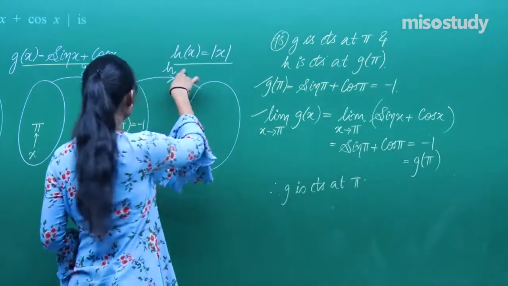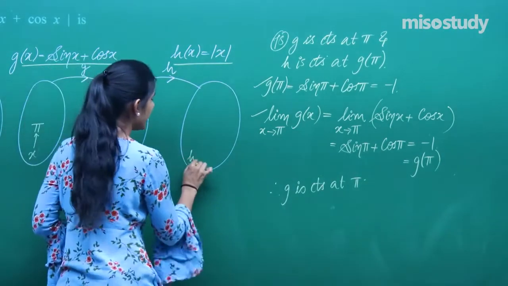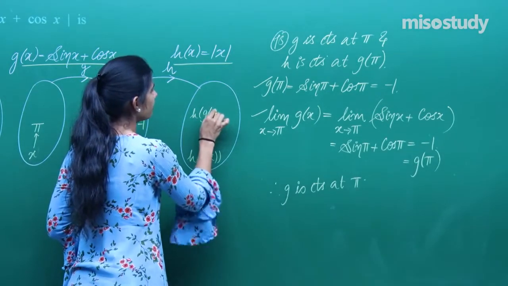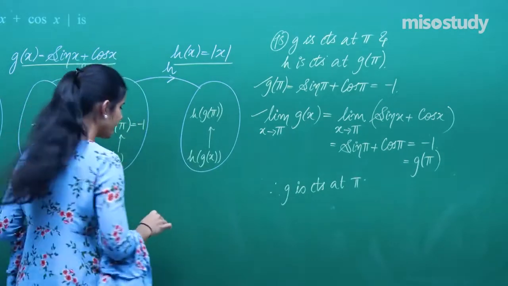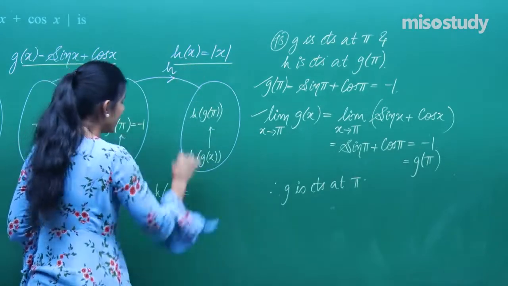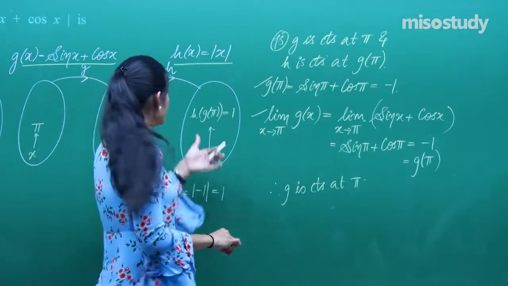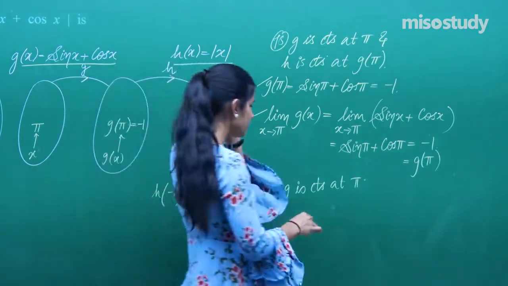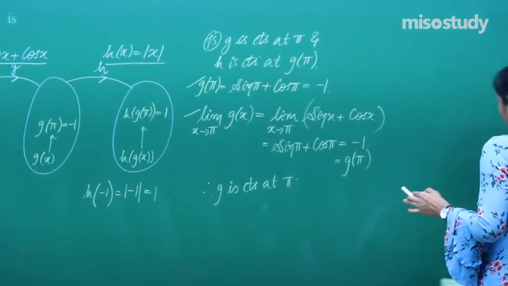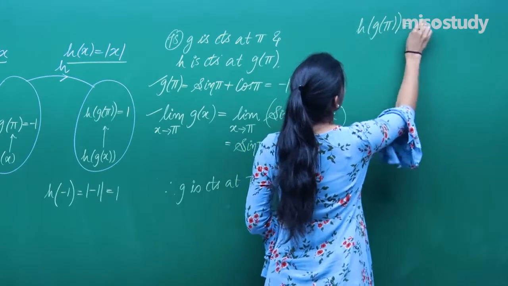Now I have to show H is continuous at G of pi. That means as Gx approaches G of pi, H of G of x should approach H of G of pi. What is H of G of pi? G of pi is minus 1 and H of minus 1 is mod of minus 1, which is 1. Fine. So H of G of pi is 1. I have to show that H is continuous at G of pi.